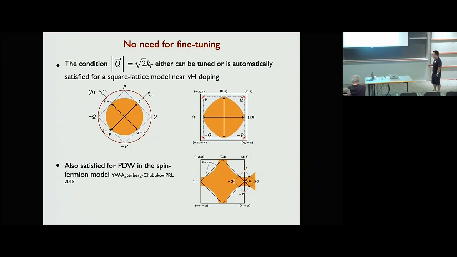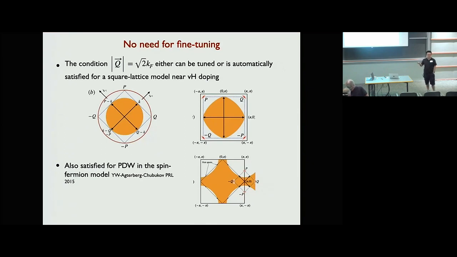Okay. And incidentally, Andrey and I, when I was a student, we worked on different kinds of instability in the so-called spin fermion model with antiferromagnetic fluctuations. Back then, we also looked into pair density wave order parameters. Of course, in that model, pair density waves do not show up as a leading instability.